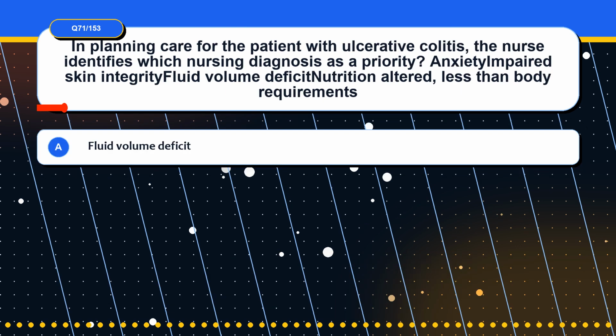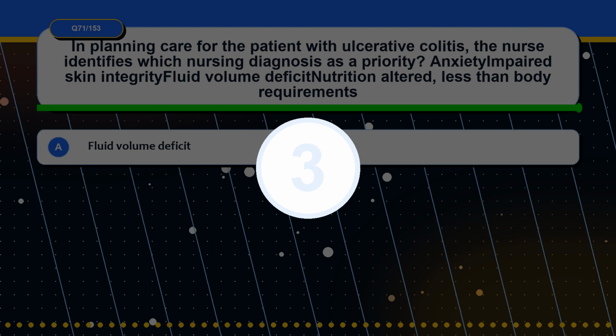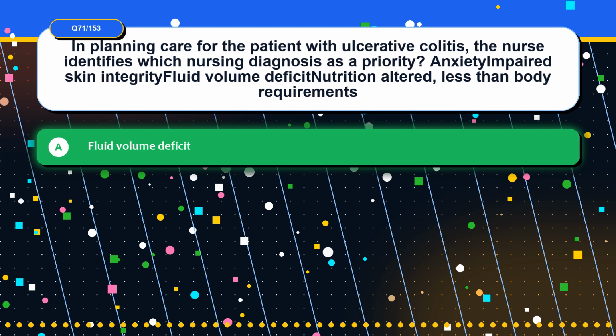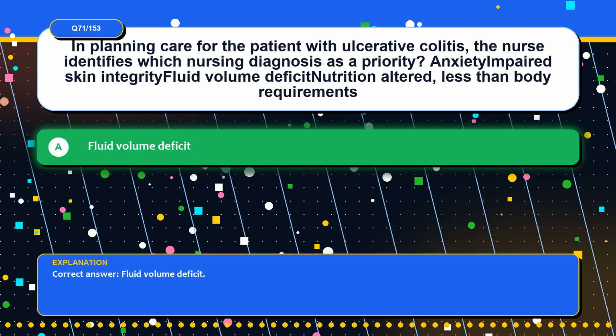Question 71. In planning care for the patient with ulcerative colitis, the nurse identifies which nursing diagnosis as a priority. Anxiety, impaired skin integrity, fluid volume deficit, nutrition altered, less than body requirements. Here are the options. Option A. Fluid volume deficit. The correct answer is option A. Fluid volume deficit.